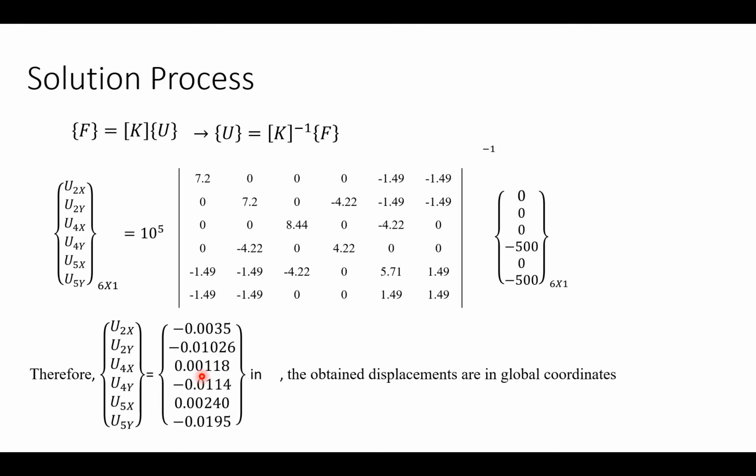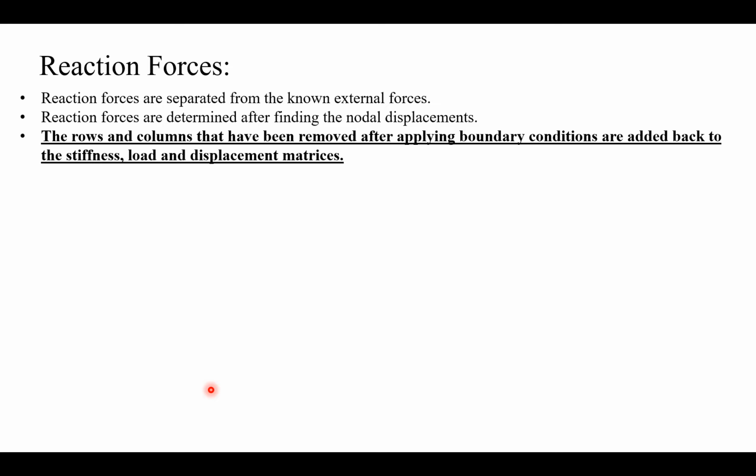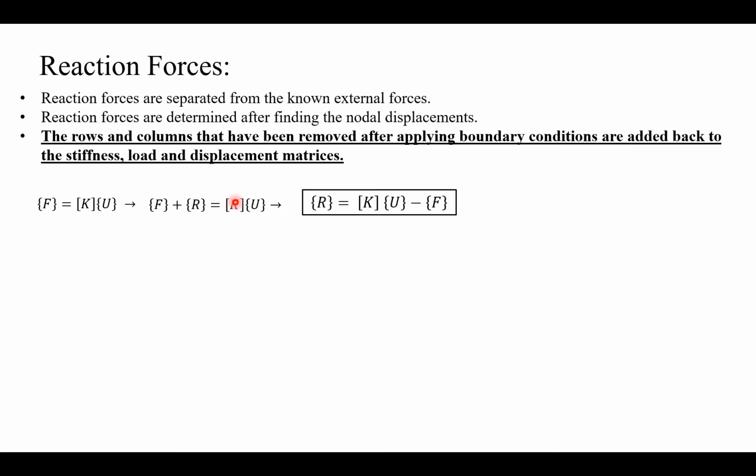Remember, these nodal displacements are in global coordinate. And if you want to find the stresses or force in each member, we need to convert it back into a local coordinate using a transformation matrix. But before that, let's not forget about the reaction forces that we have. We said that to find the reaction forces, we are going to separate them from external load. So F, we are going to say that F plus R, which are the external loads. Here are the loads that we don't know. And R, therefore, if I take F to the other side, would be Ku minus F.